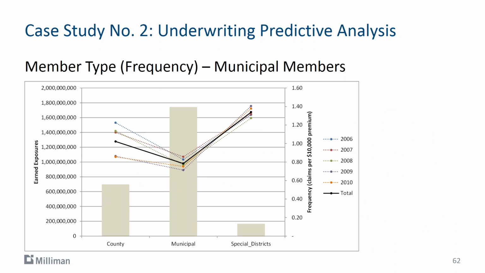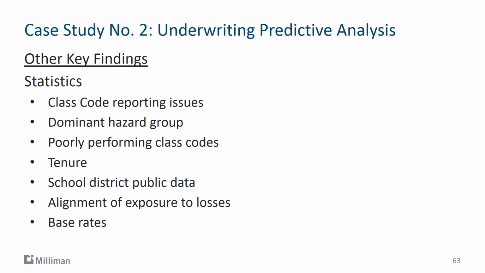So you can see that special districts, all years, tend to have a much higher frequency than municipalities and counties. So again, just more illustration that they're missing an opportunity to better rate their risks by applying one rate to all municipal members.